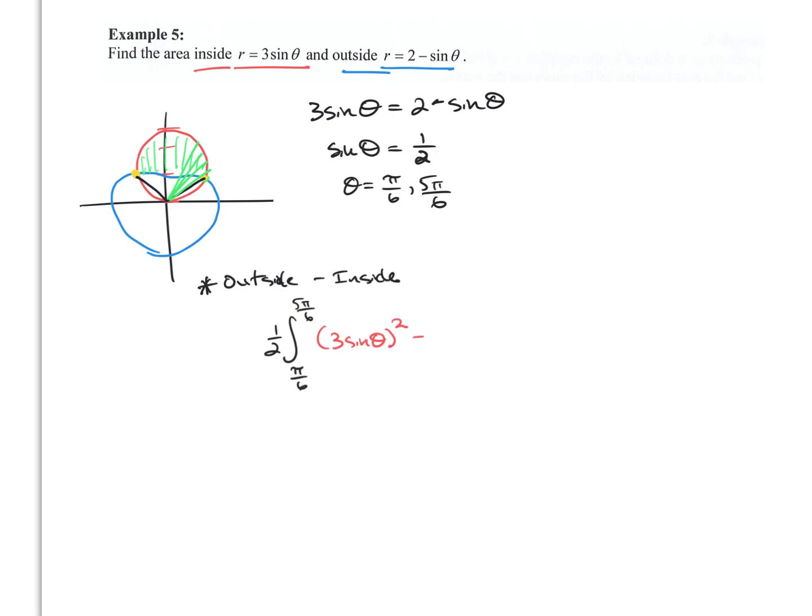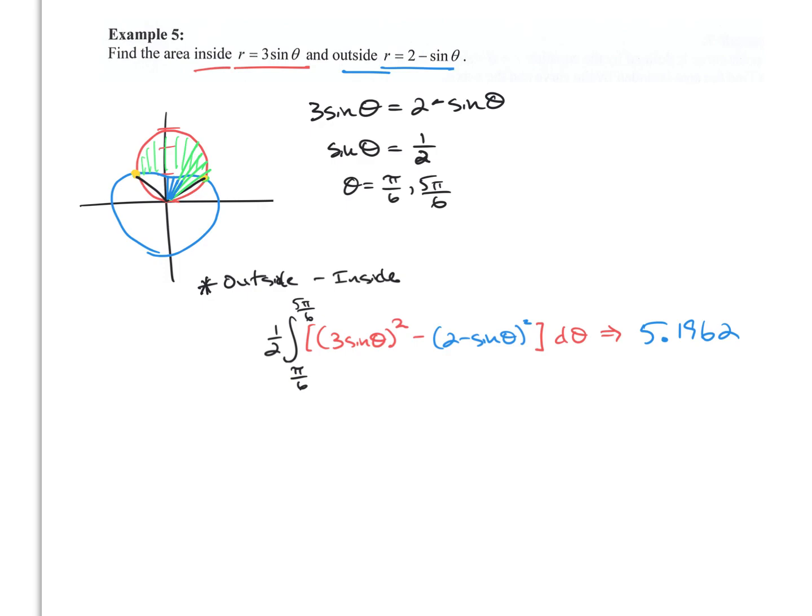And then I'm going to subtract my inside portion. So my inside portion would be like these portions right here. And so what would be the inside portion of them? The 2 minus sine theta, quantity squared. And then again, we still have respect to theta. All right, go ahead. What do we get? 5.1962. All right, fantastic.